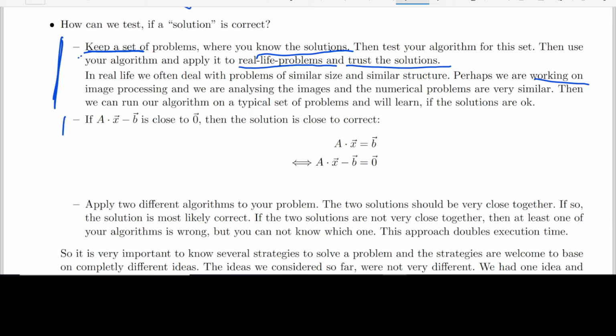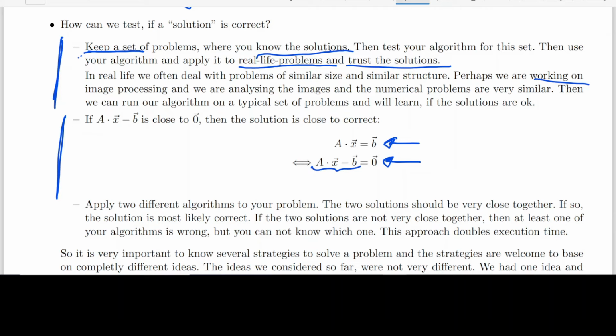Concept 2. In our special situation, having a system of linear equations, we can reformulate that very easily, and then we can examine the result. We apply our algorithm and then we get x, and after having that x we can multiply A by that x and subtract b, and this should be 0, but it will not be exactly 0 due to rounding errors, so it will be close to 0, and that's what we can test.